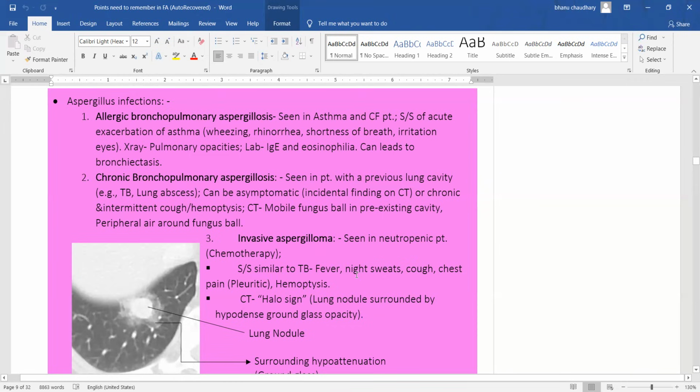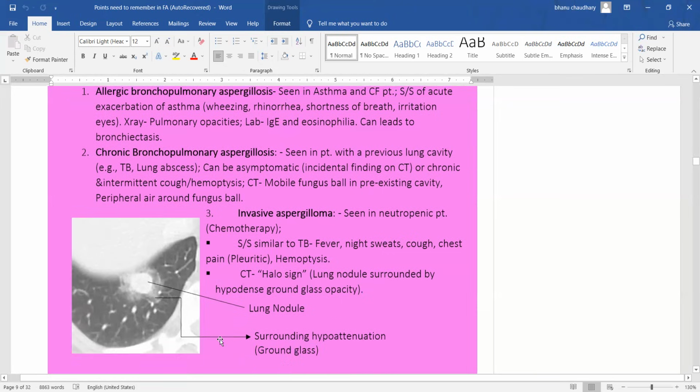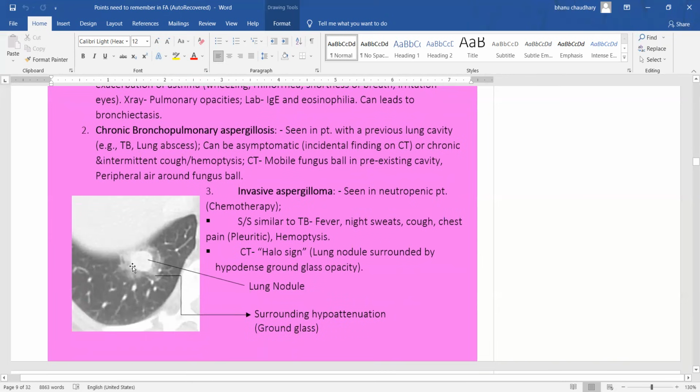Okay, when you do the CT of the patient, what you will see is the halo sign, which is a lung nodule. As you can see, this is a lung nodule, and it is surrounded by this hypodense or the ground glass opacities. This is a very hyperdense region, and it is surrounded by this hypodense region. And this forms the ground glass opacity, which is a uniform opacity, which is hypodense. Okay. And as you can see, this is a hyperdense region, which is a lung nodule surrounded by the hypoattenuation or the ground glass opacity.